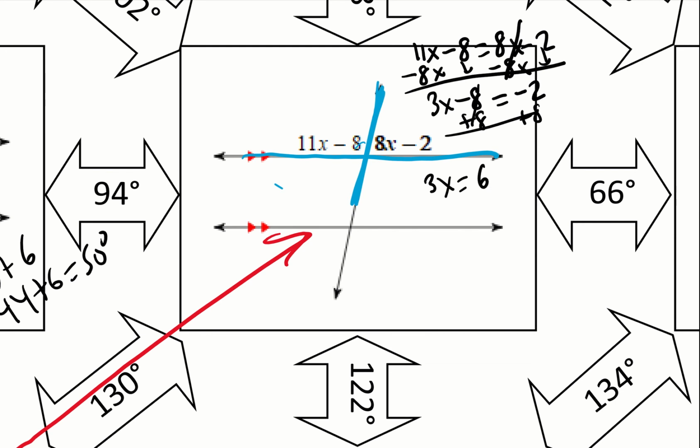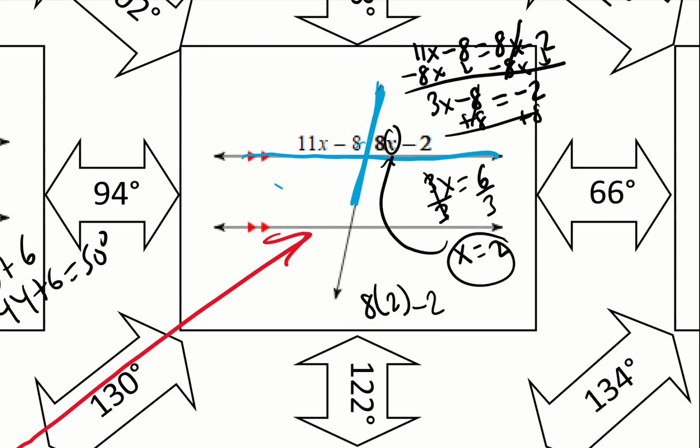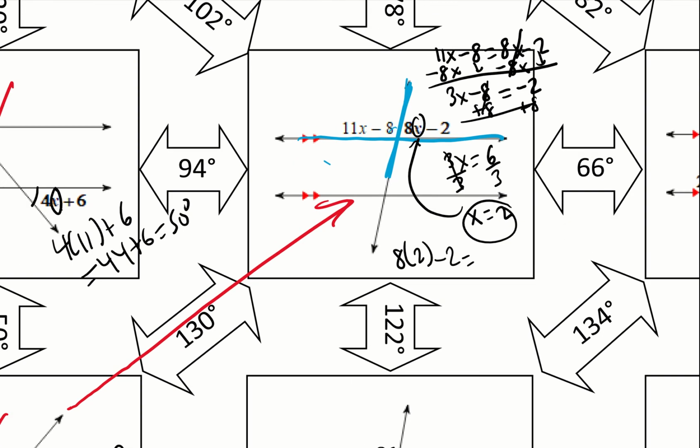8 minus 2 is 6, and 3 times 2 is going to be 6. So x has to be 2. You can just divide 3 on both sides. All right, so x is 2. We're going to plug it in here to get the bold angle. So 8 times 2 minus 2 is, let's see here.